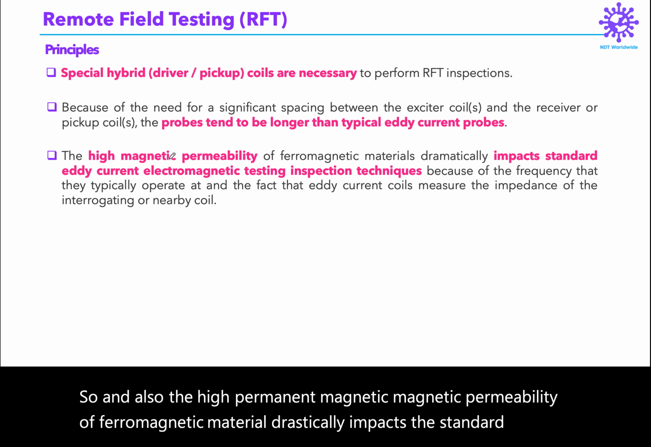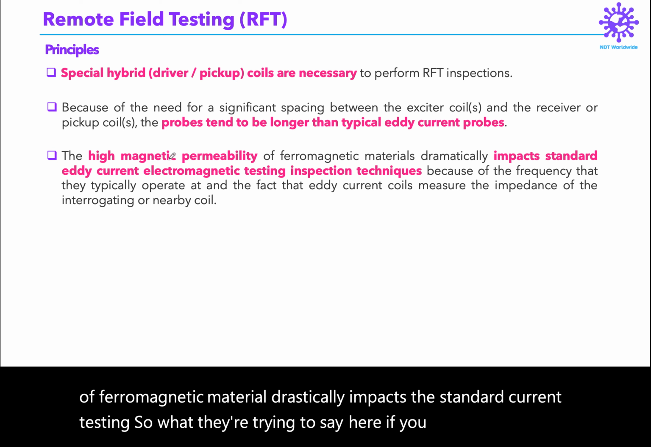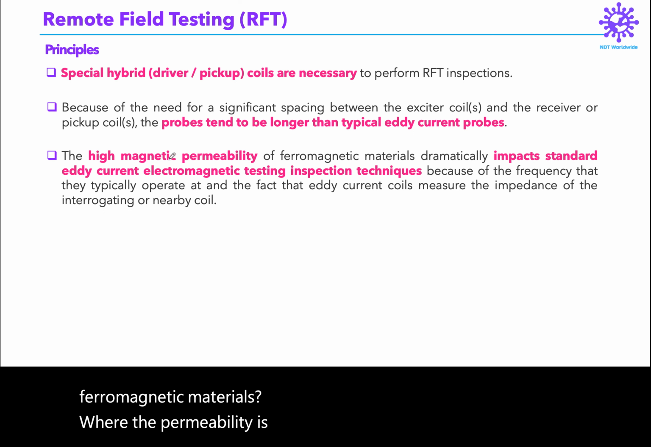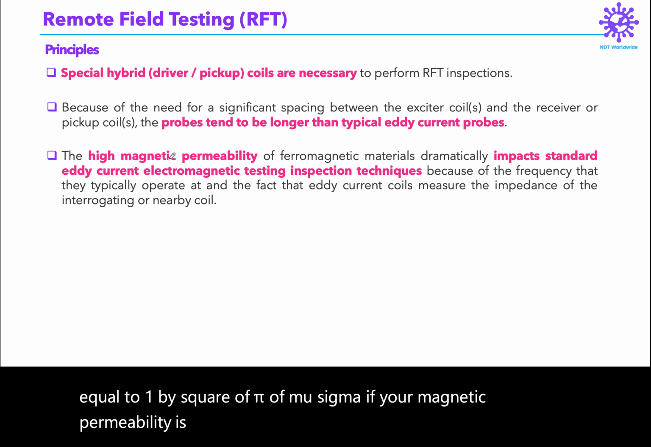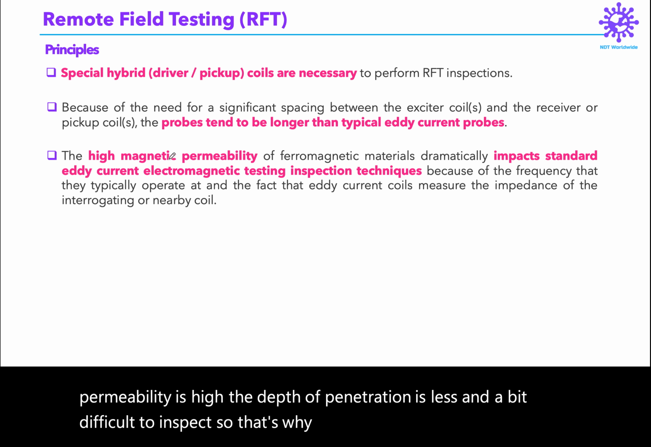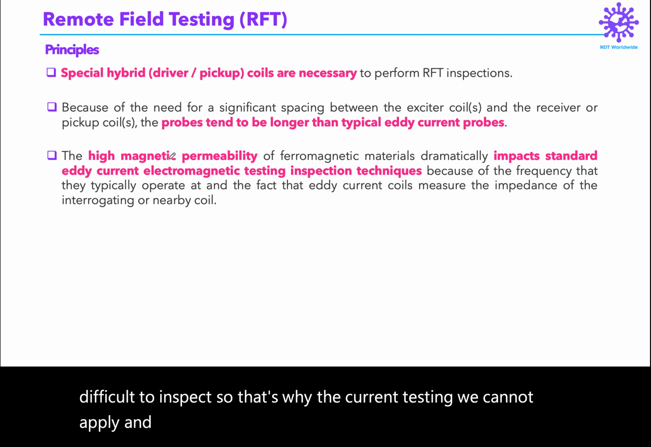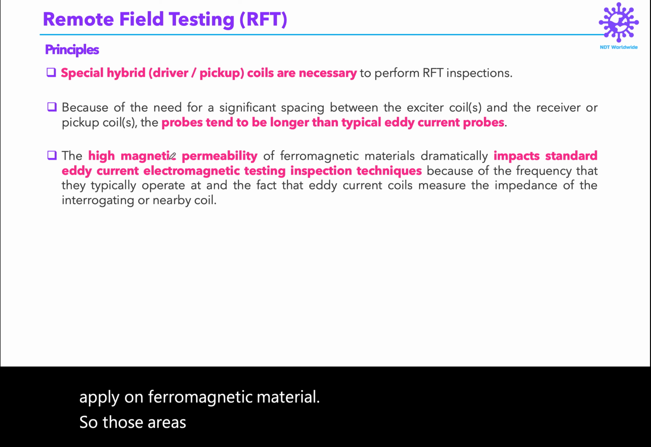What they are trying to say here is that if you inspect ferromagnetic materials where the permeability is high, look at the equation: delta is equal to 1 by square root of pi f mu sigma. If your magnetic permeability is high, the depth of penetration is less and it is a bit difficult to inspect. That's why we cannot apply eddy current testing on ferromagnetic material. Those areas we can try with remote field testing.